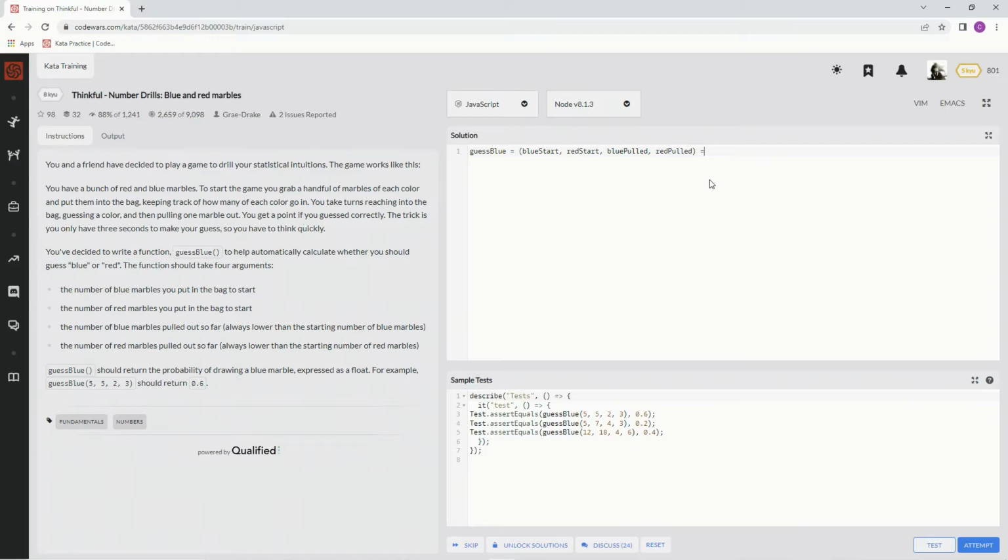All right, so what we're going to do is we're going to say (blue start minus blue pulled) divided by (blue start plus red start minus blue pulled minus red pulled).